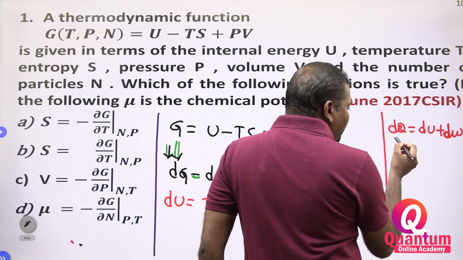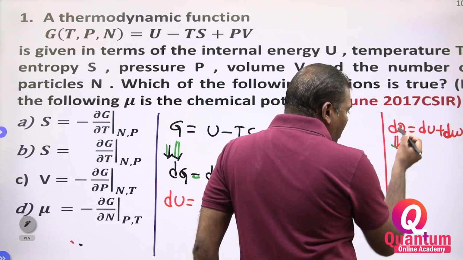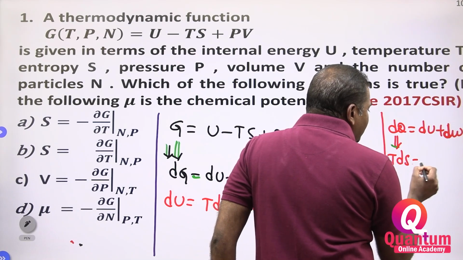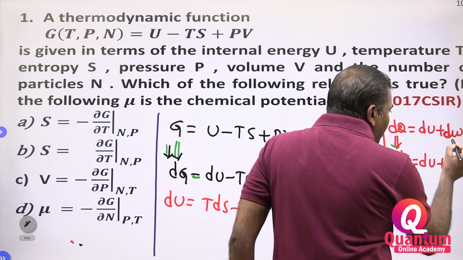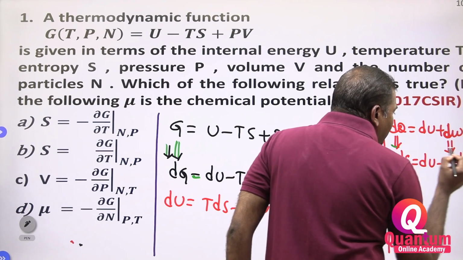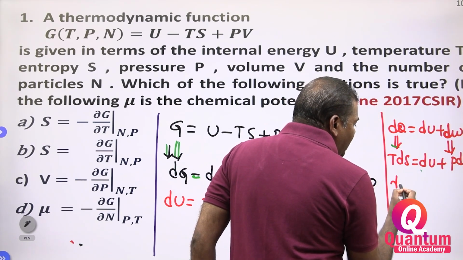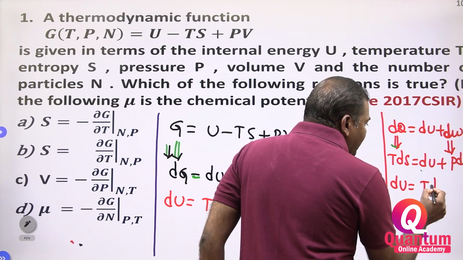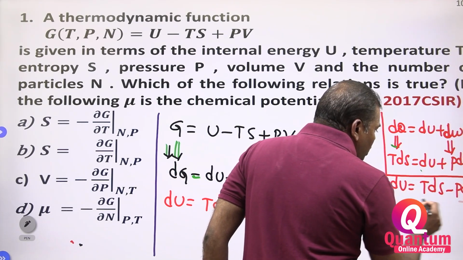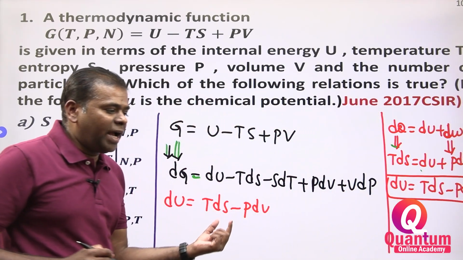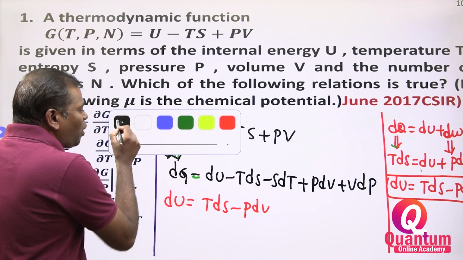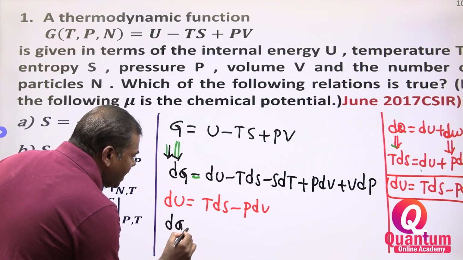Now, dQ according to the thermodynamic second law is TdS, which is equal to dU plus dW, which is equal to PdV. Now we need to write dU is equal to TdS minus PdV. Therefore, you substitute there.